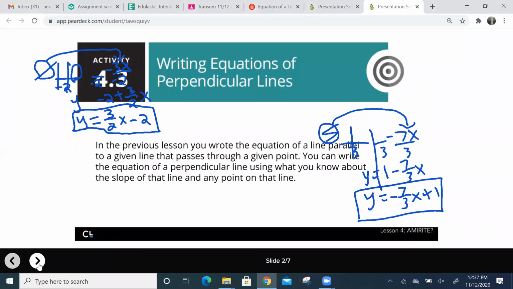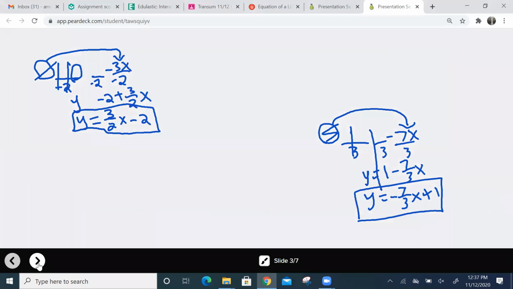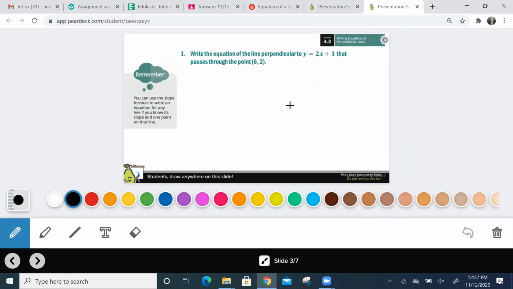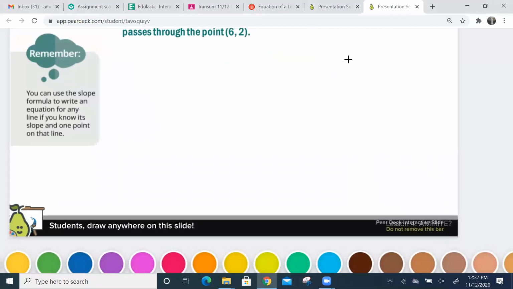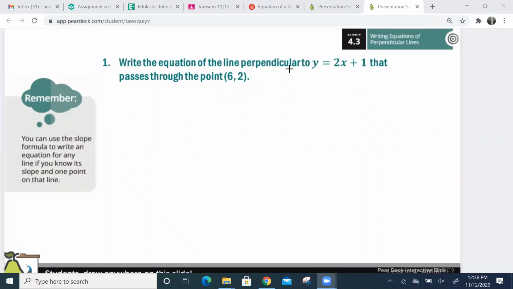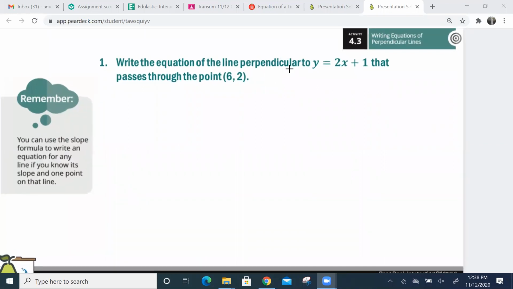Okay, in the previous ones, we've done parallel lines. This one, we're gonna do perpendicular lines. Okay, so remember that parallel lines have the same slope. Perpendicular lines, their slopes are opposite and reciprocal. So if they're parallel, then they would use the same slope, so it would have 2 as your slope. But because they're perpendicular, the slope is going to be the opposite and reciprocal.